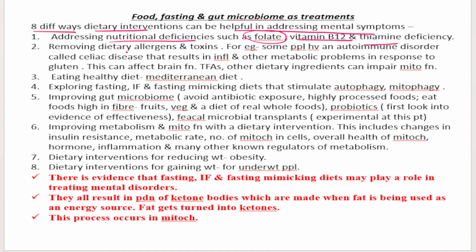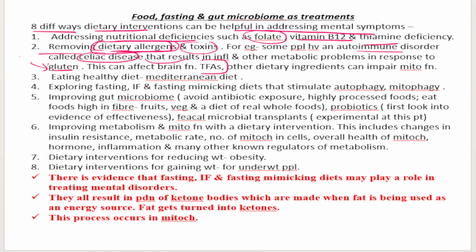Second is removing the dietary allergens or toxins. For example, some people have an autoimmune disorder called celiac disease that results in inflammation, and this celiac disease is caused due to metabolic problems in response to gluten. Now, if you don't take in the foodstuffs that contain gluten, it means you are removing the dietary allergen or toxin, and it will improve the symptoms. It will help in restoring metabolic health.